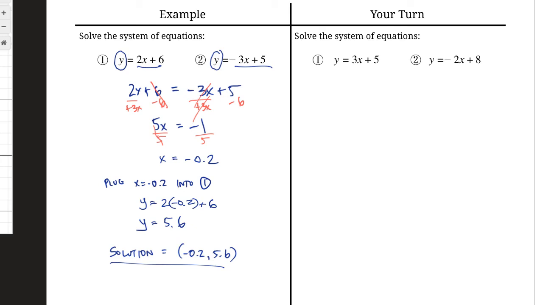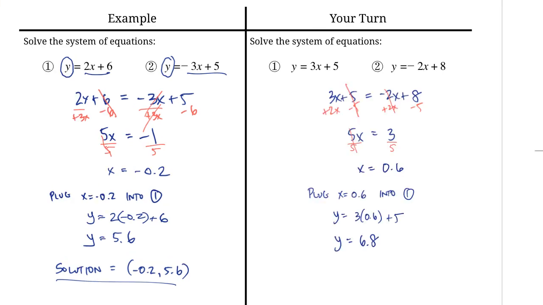Okay? So what I want you to do here is pause the video, try the your turn question yourself, see if you can figure it out, unpause when you're ready to see the solution. Okay, so there is the final solution. x is 0.6 and y is 6.8. So I'm just going to write that out. Solution is 0.6 and 6.8, right? There you go. So hopefully you got the same answer. If you didn't, go back and check your algebra.